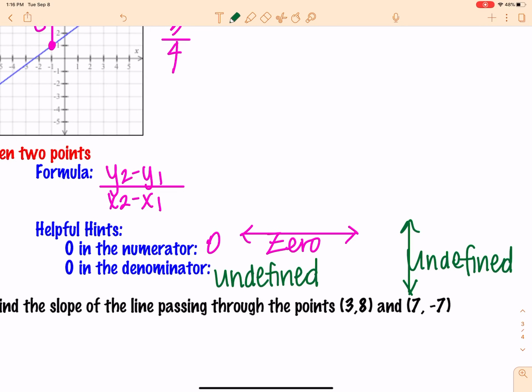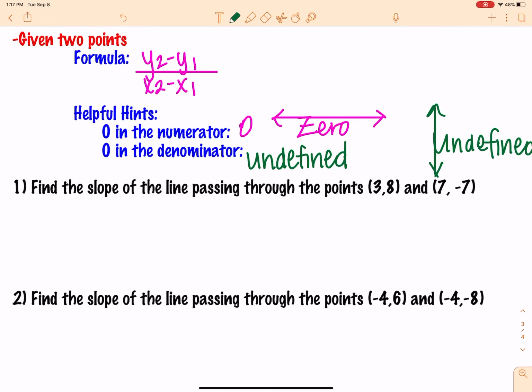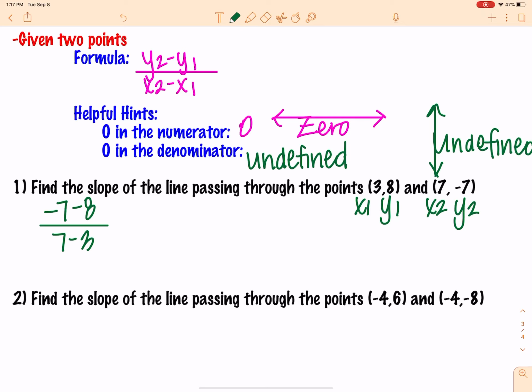All right, so now we're going to use the slope formula to find the slope. This should be review. So remember, you have your x1, y1, x2, y2. We're just subtracting, the y's on top and the x's on the bottom. So -7 minus 8 on top and 7 minus 3 on the bottom. So -15/4 would be my slope. And then eventually we're going to learn how to write the equation of this, so we're just warming up for that section.